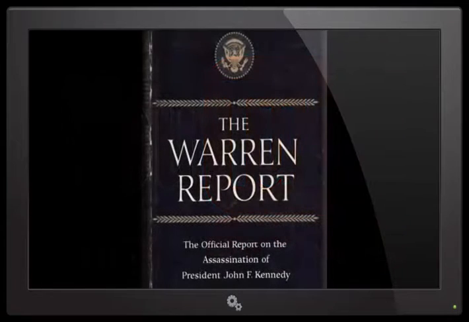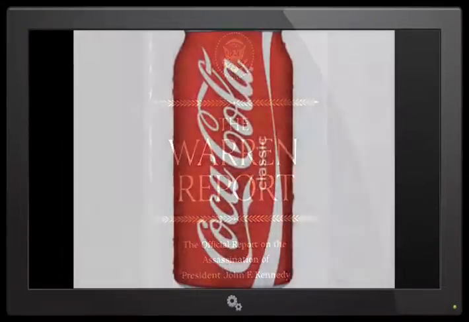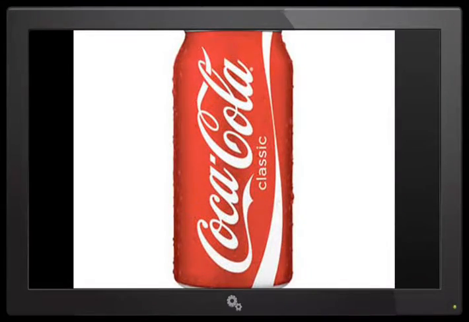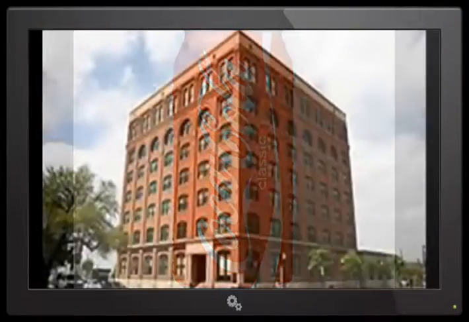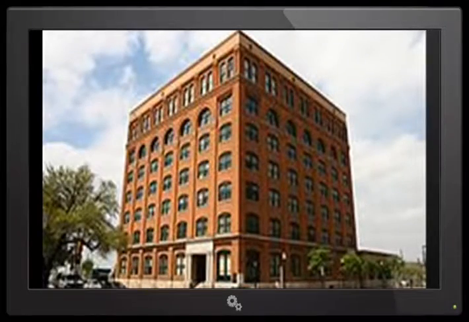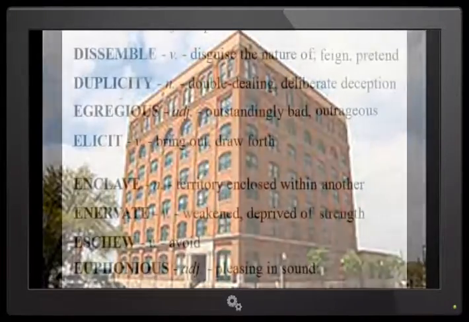Dissemble is what the Warren Commission did to pretend that Lee Harvey Oswald drank Coke while in the cafeteria and still was able to fire shots from a junk rifle 5 floors above where he was at the moment the shots rang out.